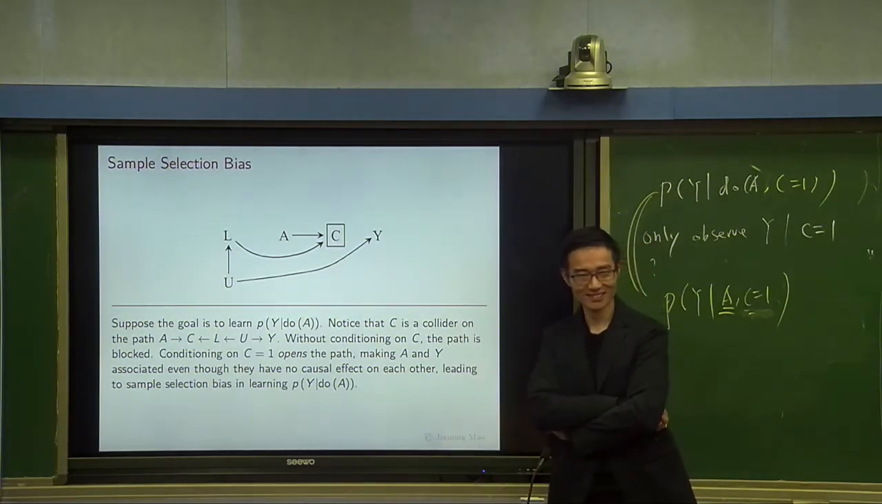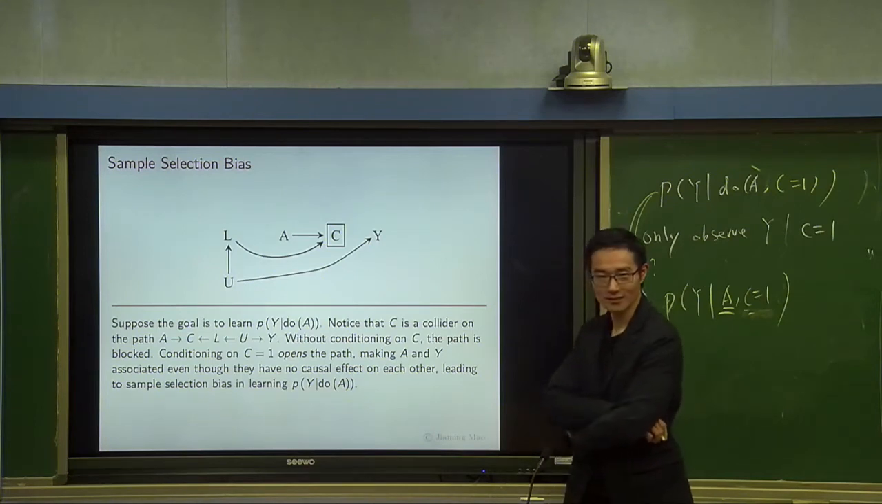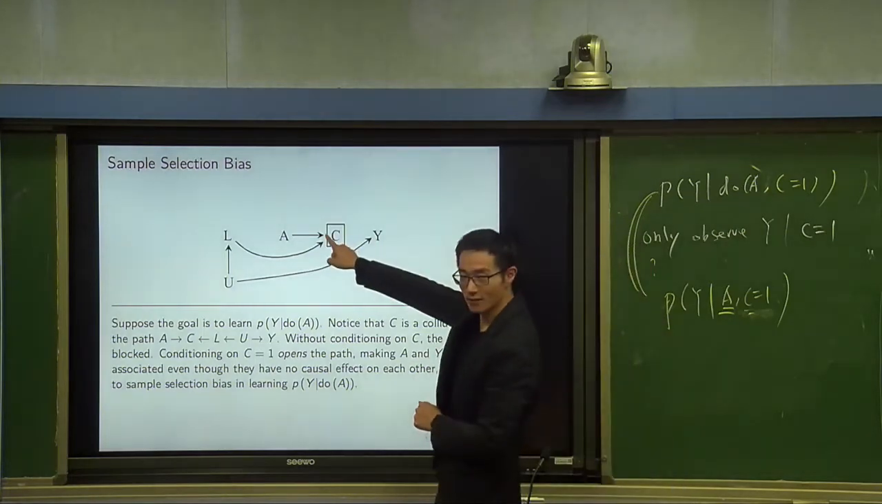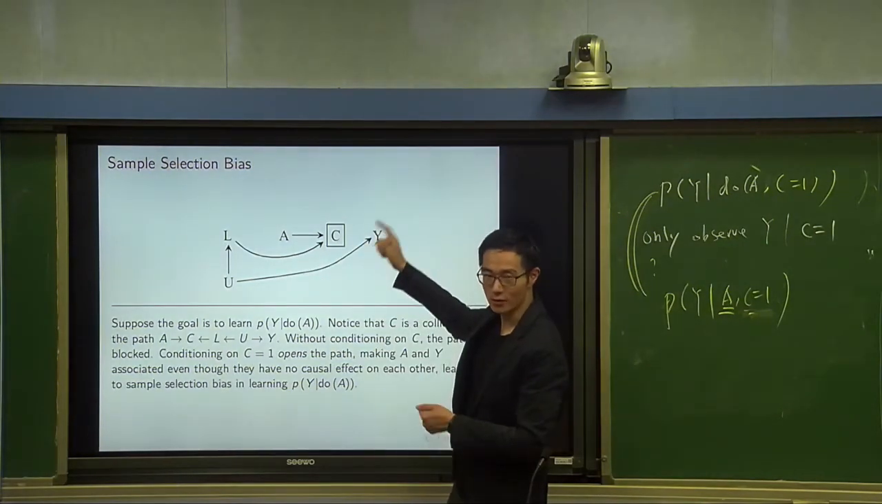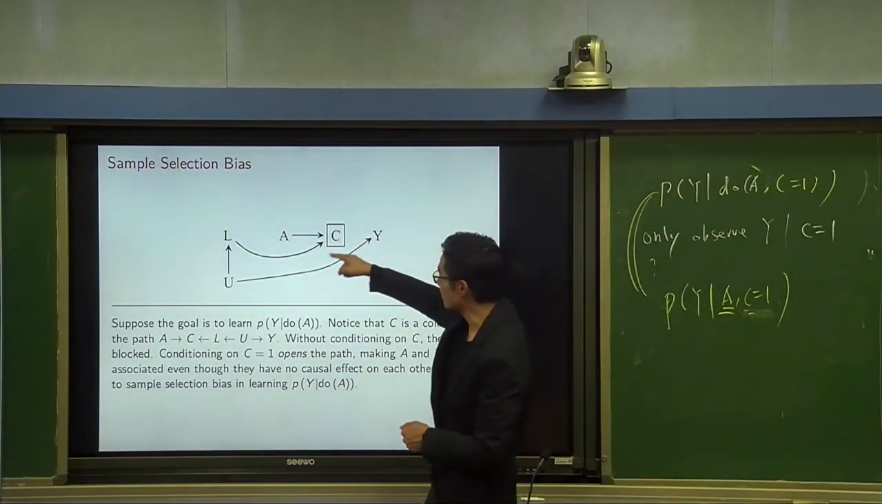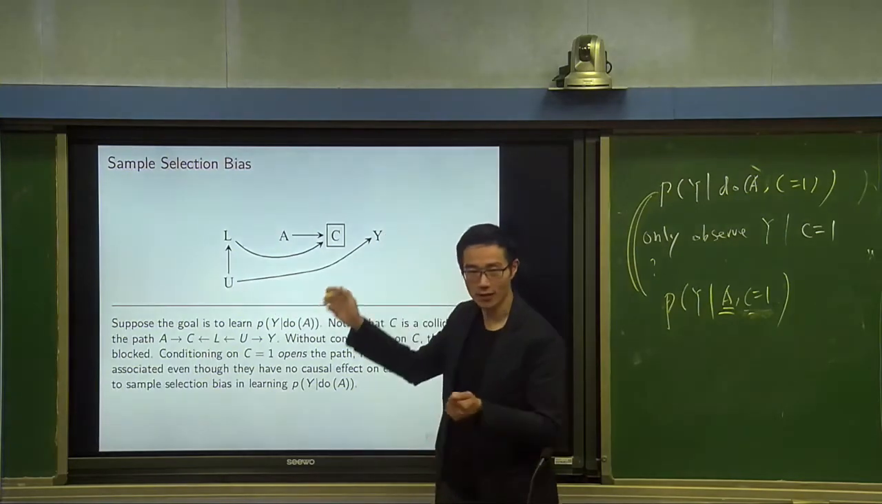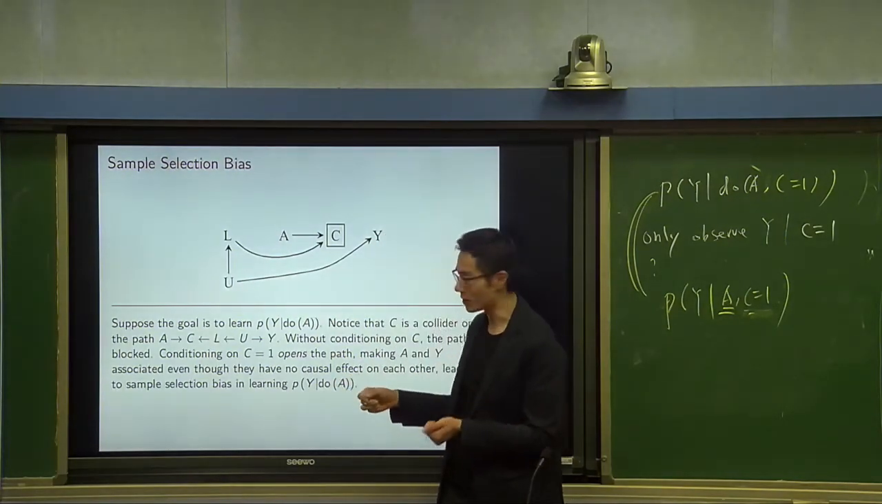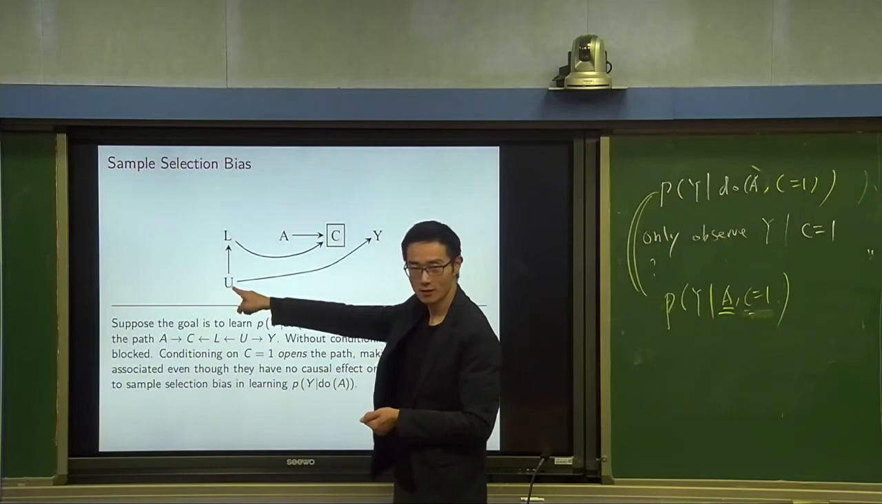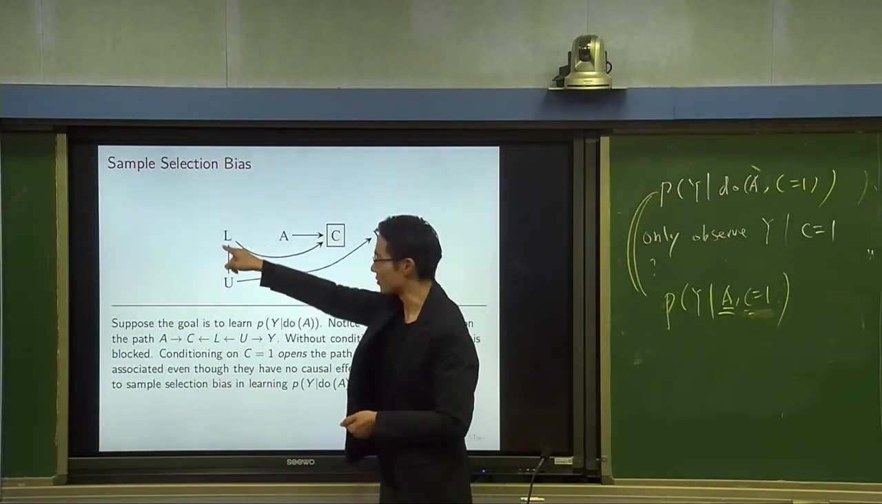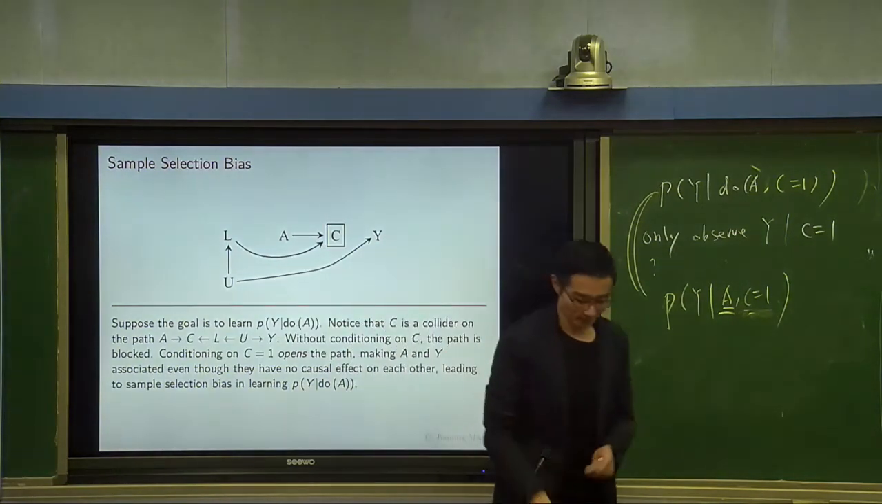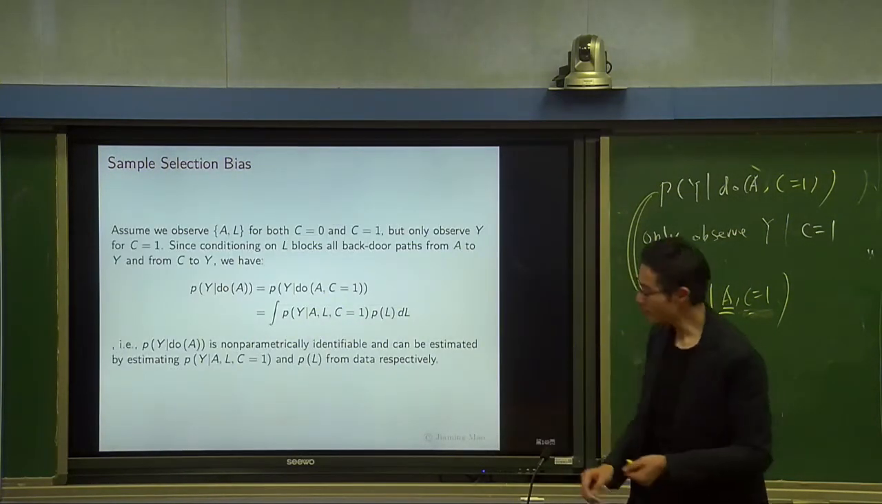Should be pretty easy. Because the problem here is there is a backdoor from C to Y. That's the only issue here. So as long as I can block this backdoor, I'm good. So all I need to do is condition on L or U. If we do not observe U but we observe L, suppose U is unobserved, then I just need to condition on L.